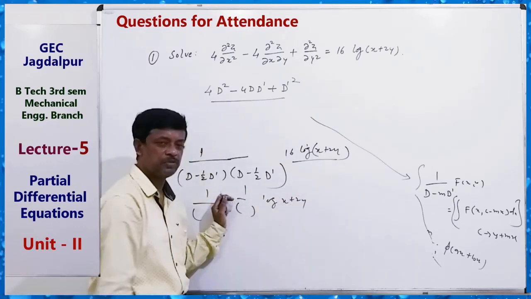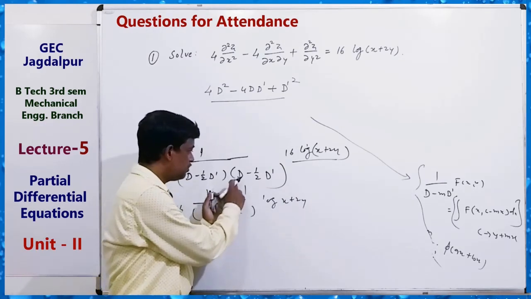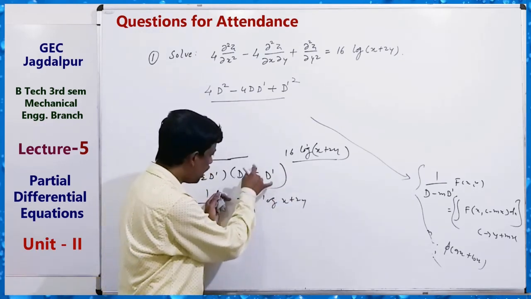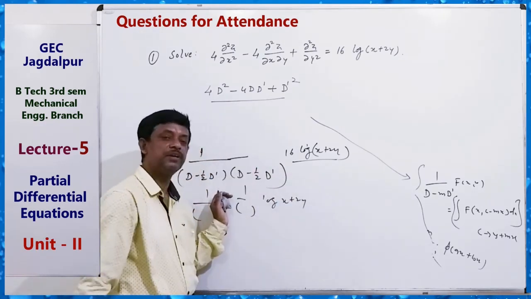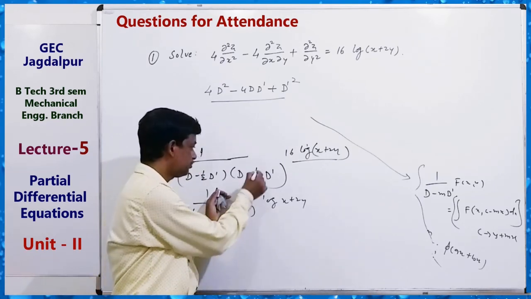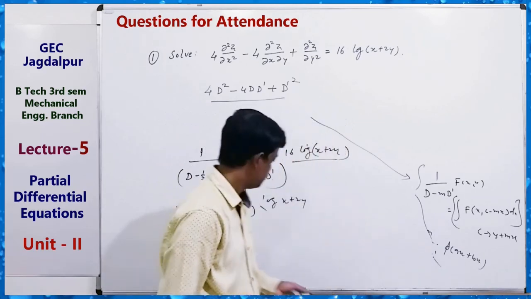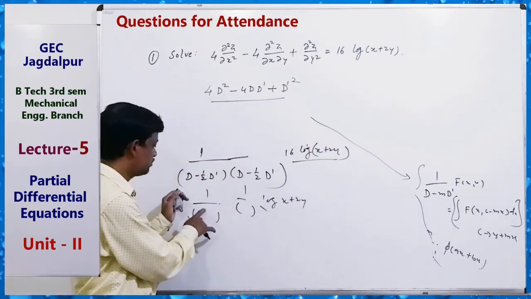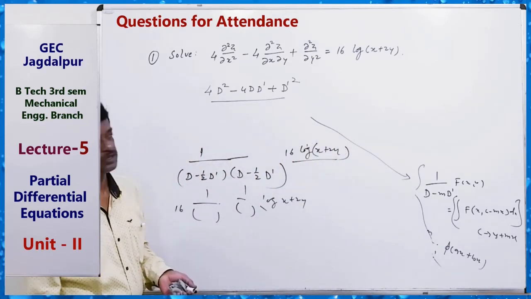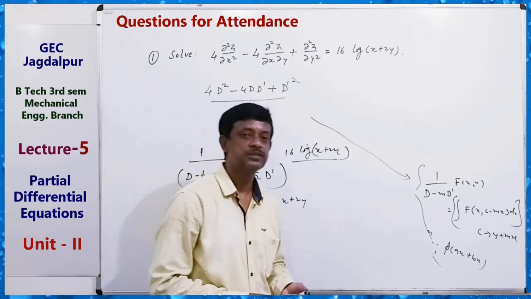We can use this formula. D minus half D' means m equals half. So you can use this formula. One time for this factor, one time for this factor, and you can get PI. So CF plus PI is the required solution.